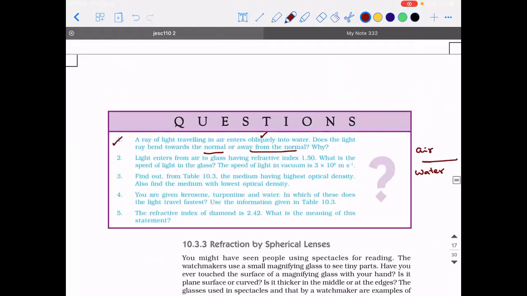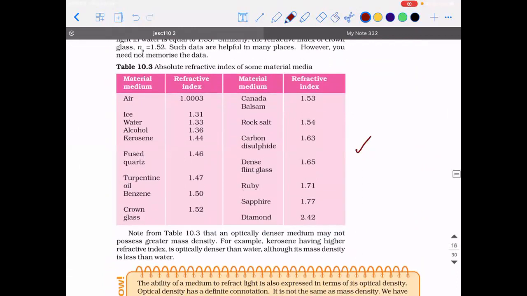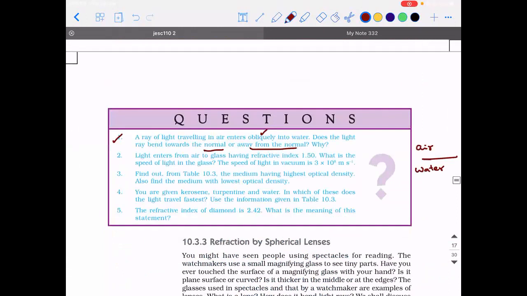For that we need to know the refractive indices. For air medium, it is 1.003. And for water medium, it is 1.33. So light is entering from rarer to denser. What you told is right. It bends towards the normal. That's right. And they asked why. Because light is traveling from rarer to denser medium.